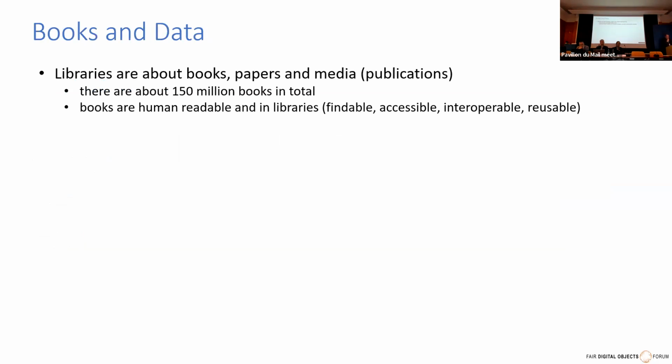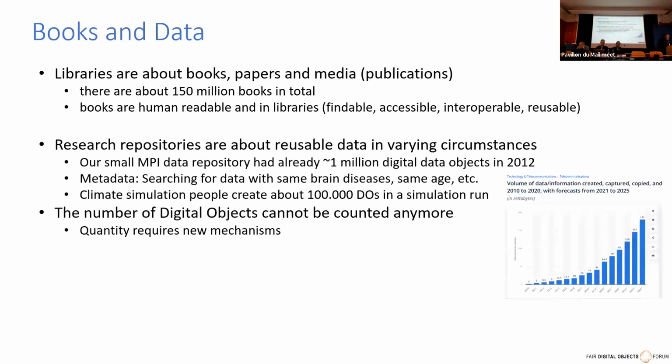Now, just a short look at the basic difference between the world of books and the world of data. Well, the books, 150 million books, I looked it up on the web, still is a lot, but it's still overseeable. And the good part is books are human readable, right? So we can read them and you can find them in libraries. The stuff with data is completely different.